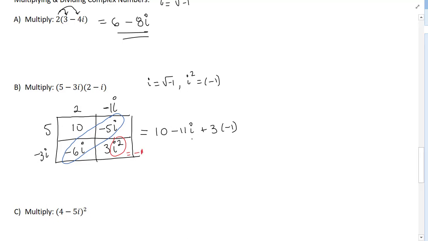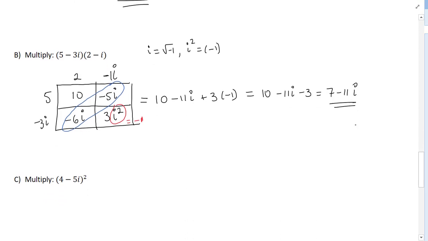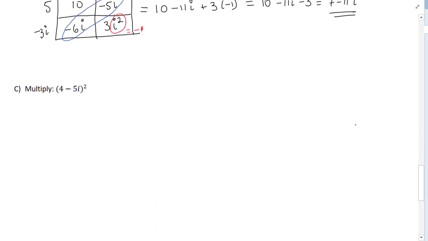And so, what does this become? This is 10 minus 11i minus 3, which is 7 minus 11i. So that will be the product of those two complex numbers. So notice I still have a real part and an imaginary part.